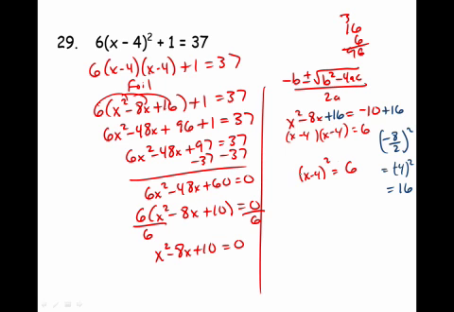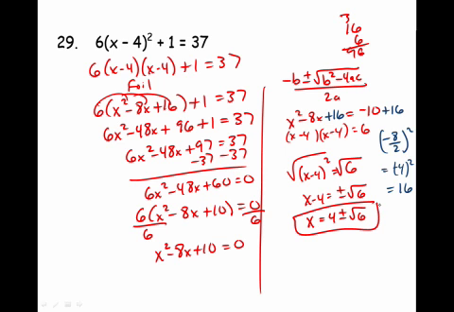So to solve for x now, we would take the square root of both sides. So I get x minus 4 is equal to plus or minus the square root of 6. Always make sure you add your plus or minus. And then the last step is just to add 4 to both sides. So if you did the quadratic equation, you should end up with 4 plus or minus the square root of 6.